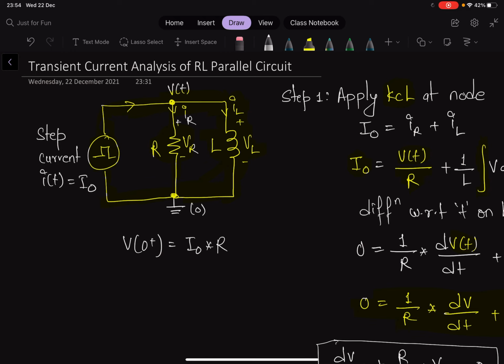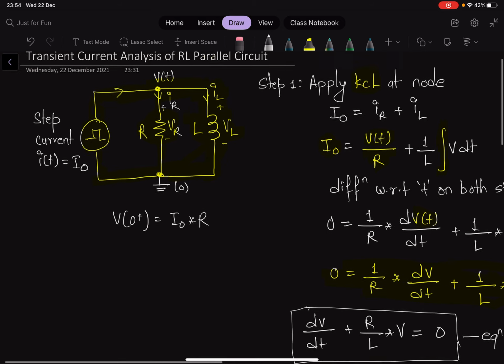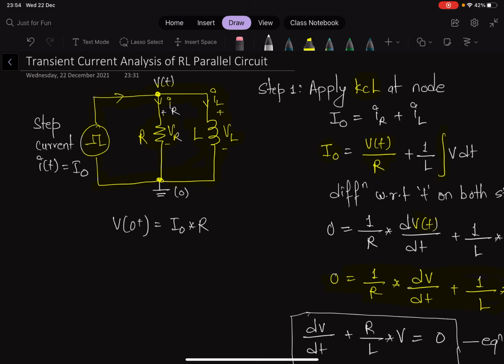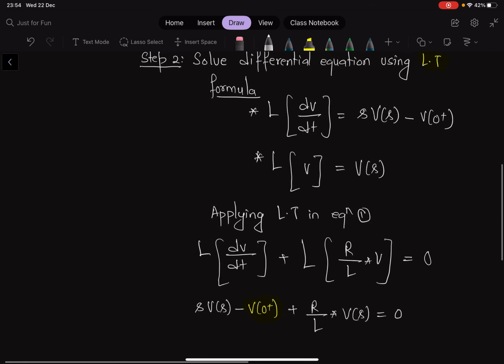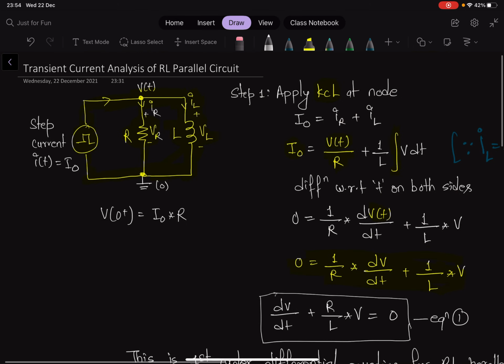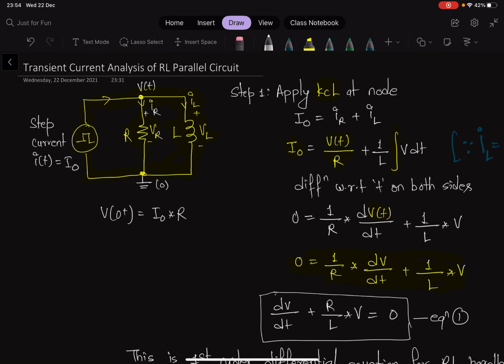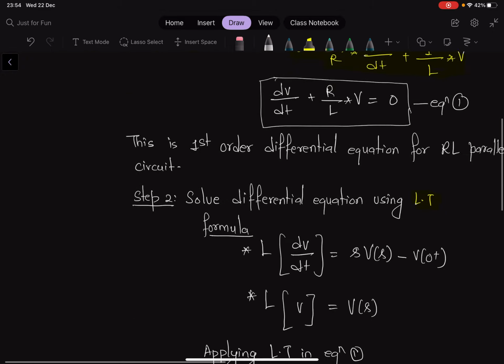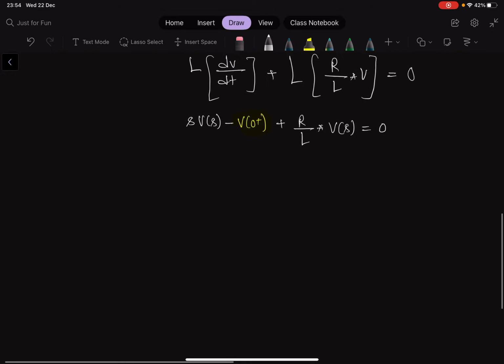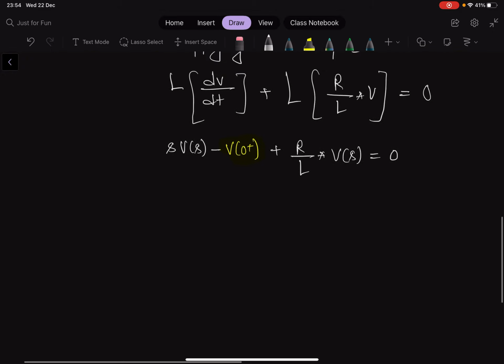It should be given. If not given, then you can technically find it depending on the circuit, but you need some more understanding and more practice before you try to find the initial condition. Anyway, moving on, the initial condition has been given for V0 plus, which is I naught times R, which is basically a constant value.